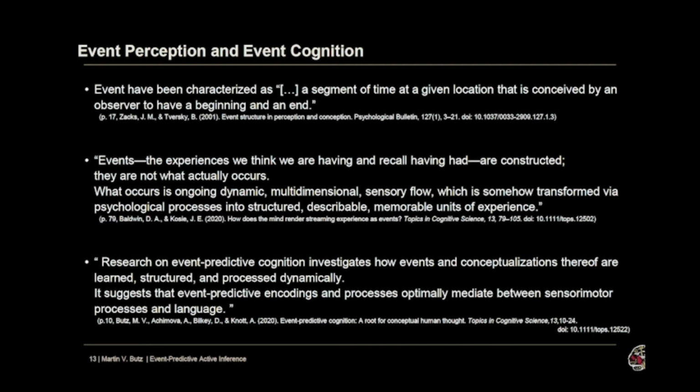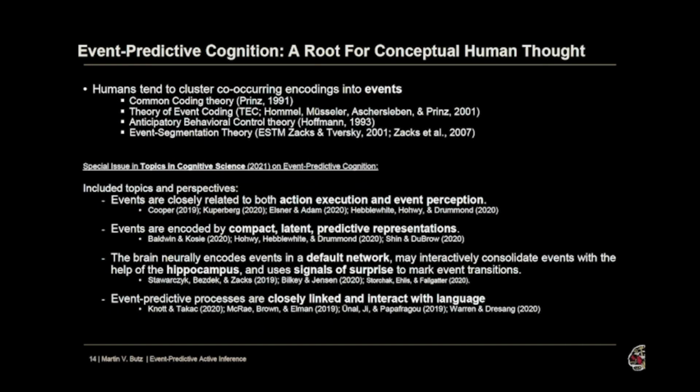And interestingly, the ongoing research covered in this special issue on topics in cognitive science suggests that event-predictive encodings and processes optimally mediate between sensorimotor processes and language. And if you are not so interested in language, we could also replace language here in this quote with conceptual or hierarchical reinforcement suitable structures. So really enable planning and reasoning on abstract levels, starting with sensorimotor processes.